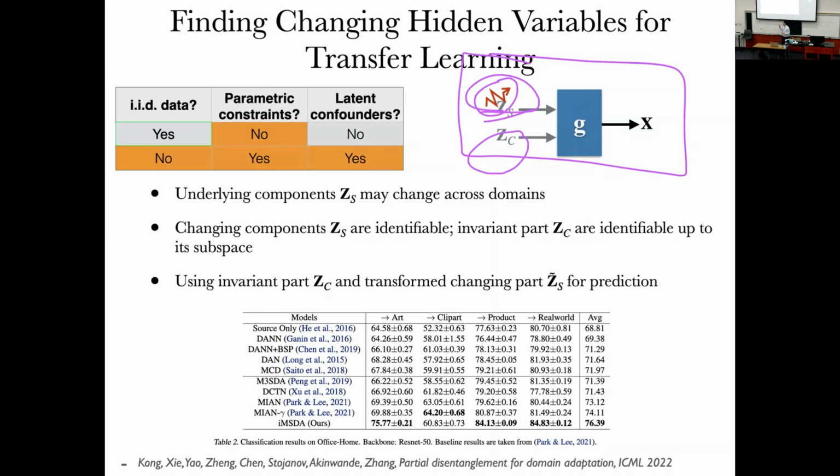Another advantage of this framework is as follows. Suppose I want to do domain adaptation. I have multiple domains. I have pictures taken in the morning, at noon, and in the afternoon.